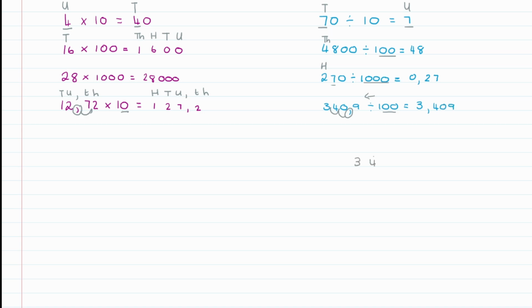If we had to work out the answer by shifting columns, we can see that 340,9 goes up to the hundreds column. Dividing by 100 means that we shifted 2 place values smaller because there are 2 zeros in the number 100. 2 place values smaller than hundreds is units. So the 3 goes into the units column, the 4 into the tenths, the 0 into the hundredths, and the 9 ends up in the thousandths column.